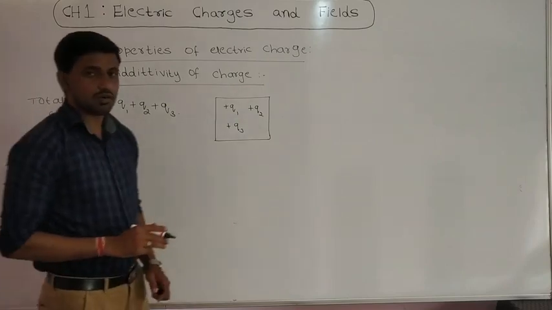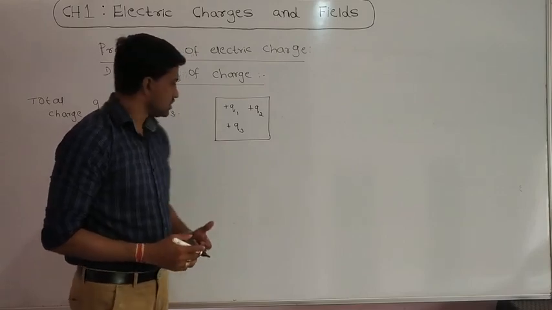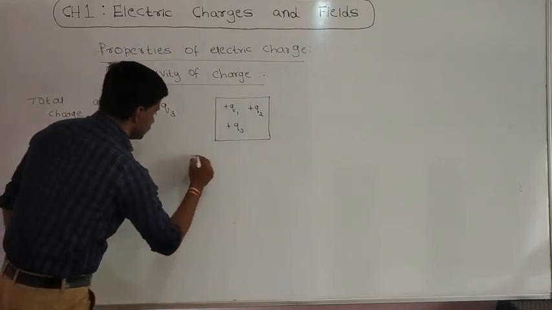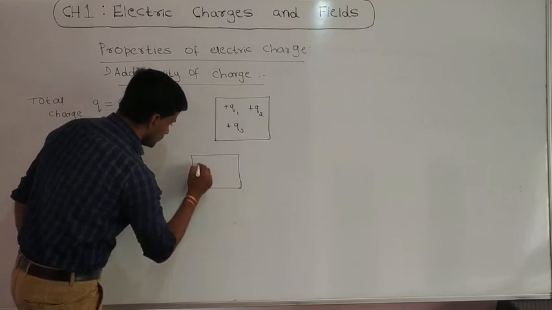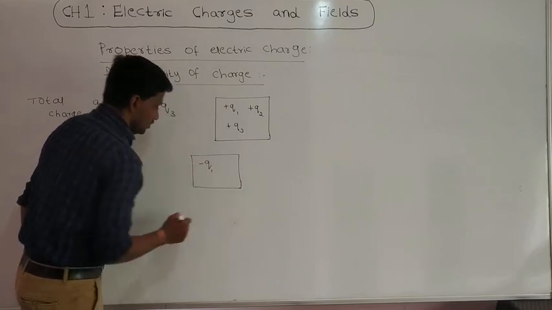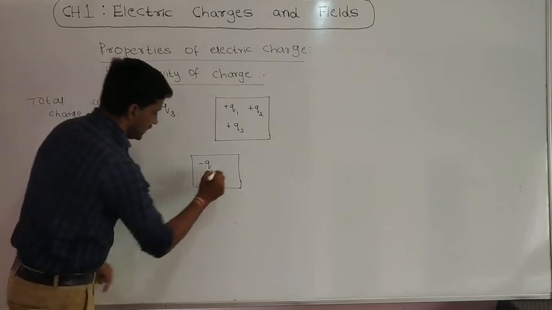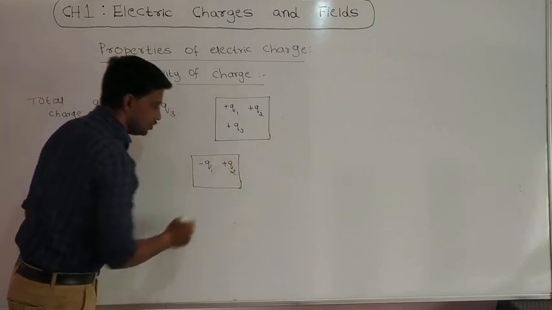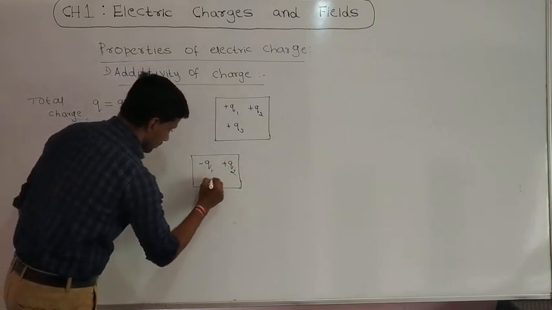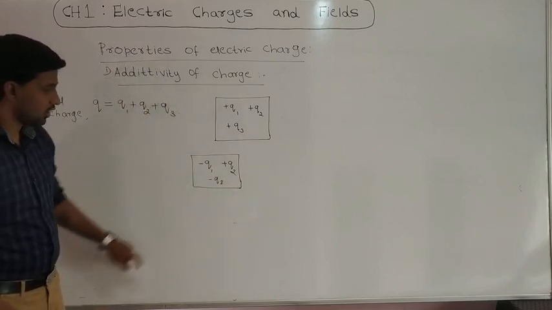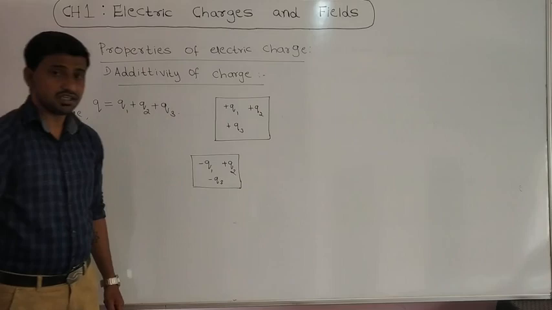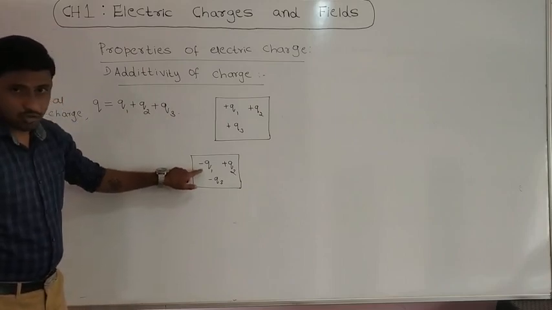That is one of the properties of charge. Suppose that instead of positive charges, it has some negative charges also. Minus q1, this is the negative charge. Plus q2, this is the positive charge. Minus q3, this is the negative charge. Now there are 3 charges, but these are different in polarities.